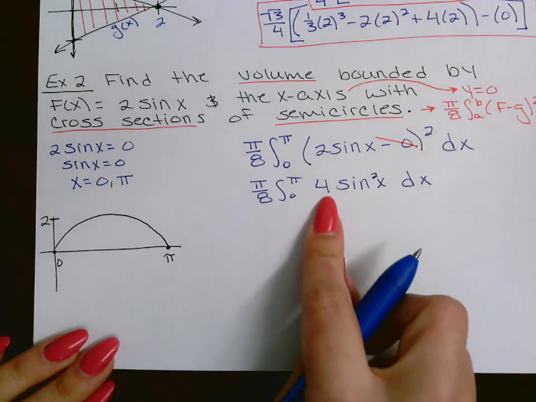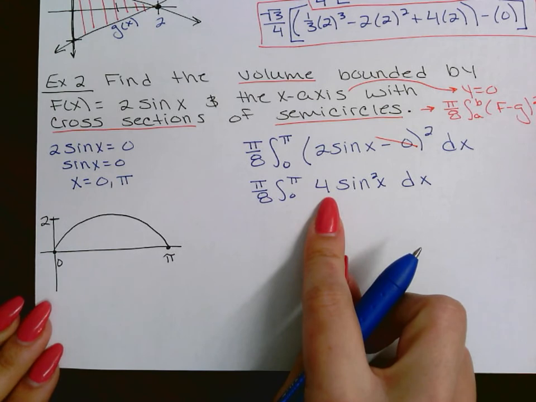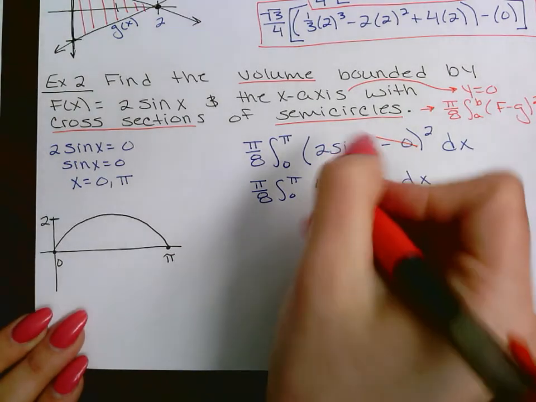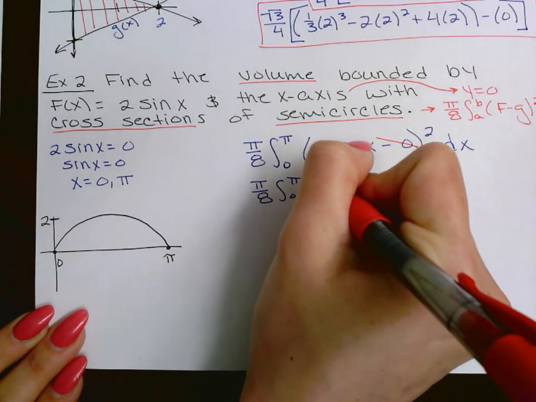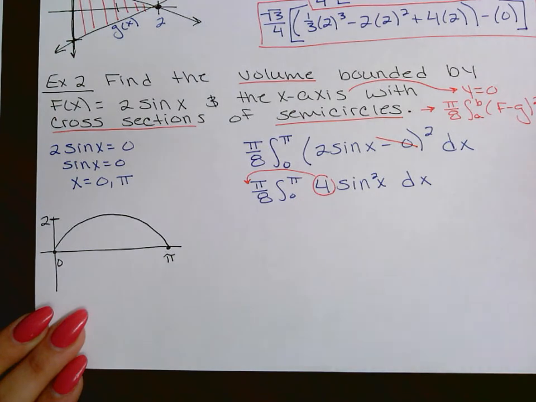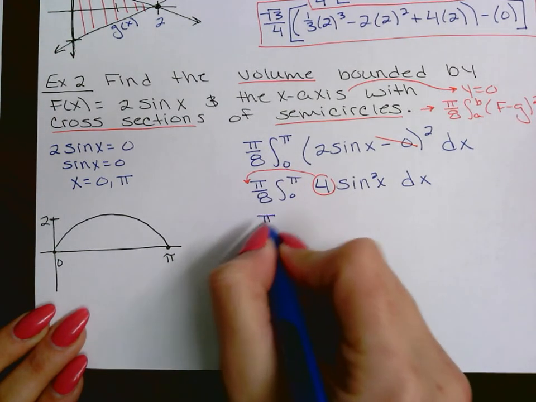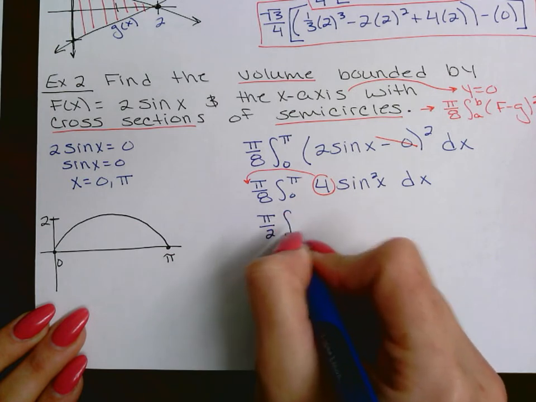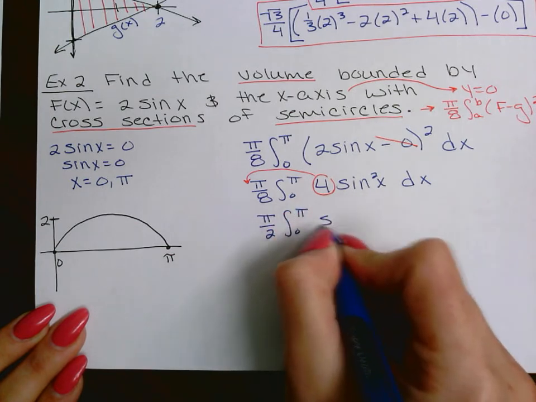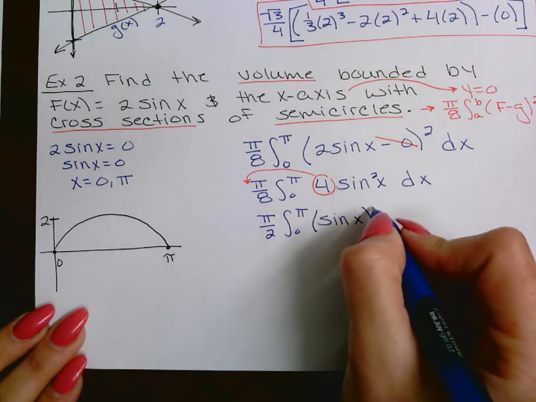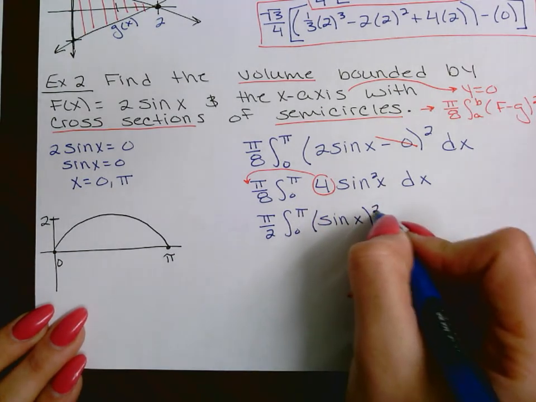Now, I don't know about you, but I like taking my coefficients out to the front. So I'm going to take this 4 out to the front, and it's going to become 4 pi over 8. Remember, I'm allowed to do that with coefficients. And 4 pi over 8 reduces to pi over 2. Now I'm doing the integral from 0 to pi of sine of x. And remember, I've trained you when trig functions are squared, put that square on the outside.